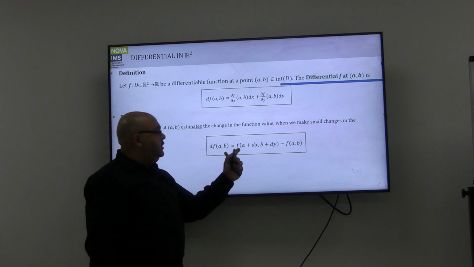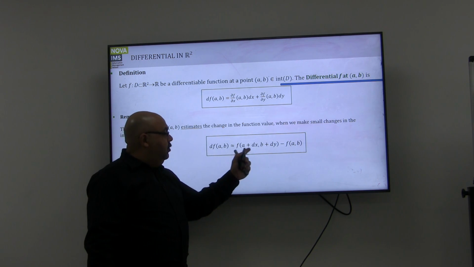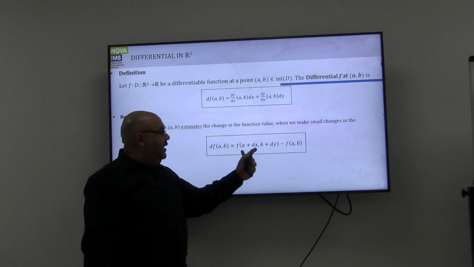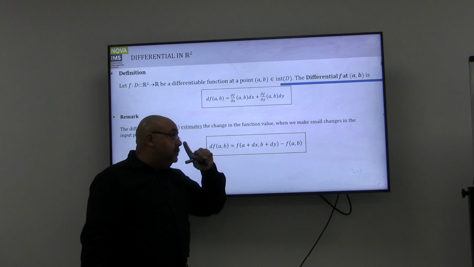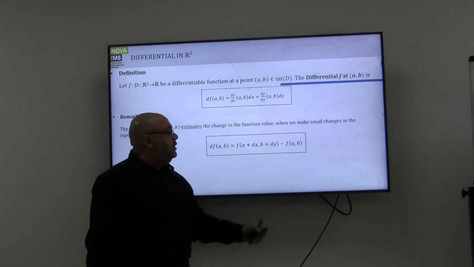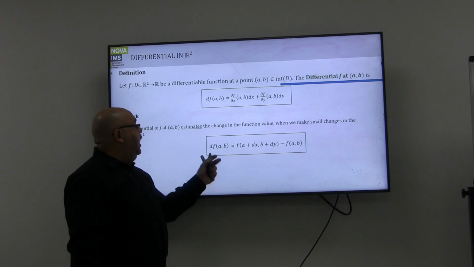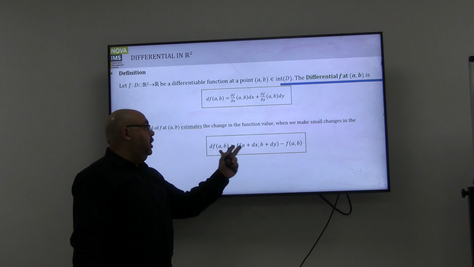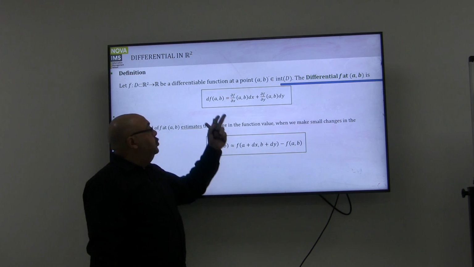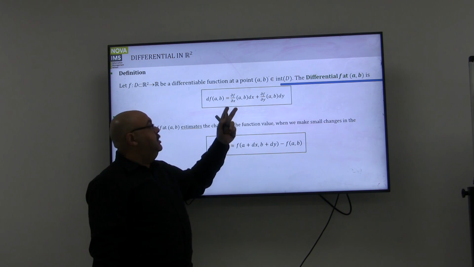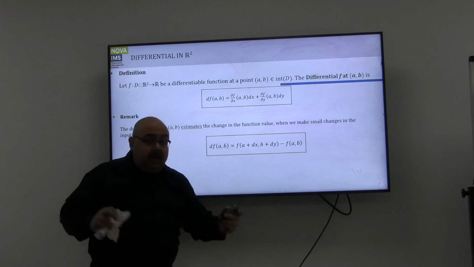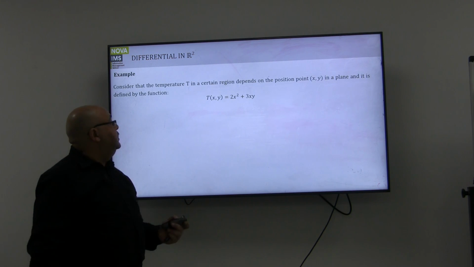So the differential is also simply the value of the function at a plus dx and b plus dy, increments in x and y, minus f of a, b. So either you are using the differential by finding the difference, or you are using the differential by multiplying the partial derivatives by the increments dx and dy. They are both the same, as I told you.